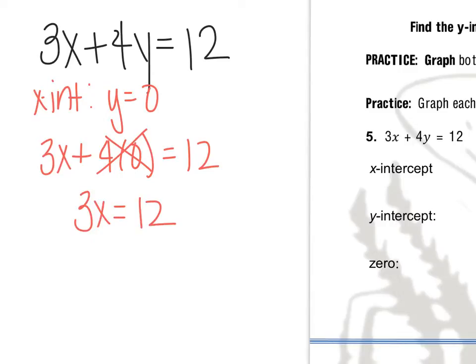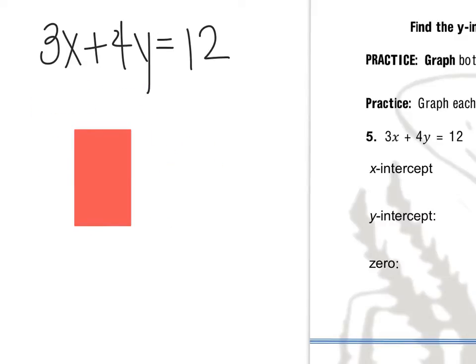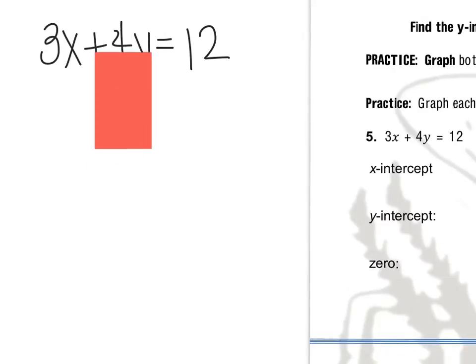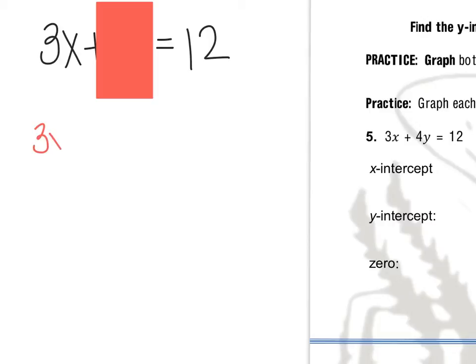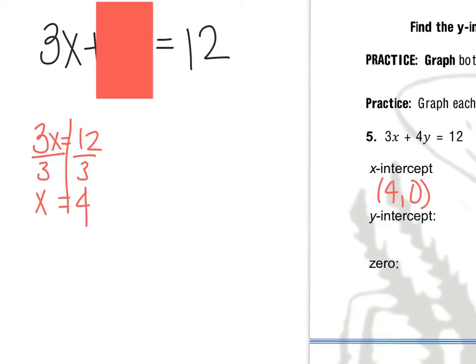To make our life a little bit easier, this is what we're going to do. To find our x-intercept, we're going to cover up y. And our equation becomes 3x equals 12. To solve this, we're going to divide both sides by 3, and we get x equals 4. So there's my x-intercept. It would be the ordered pair 4, 0.